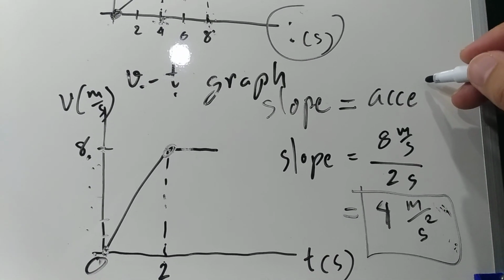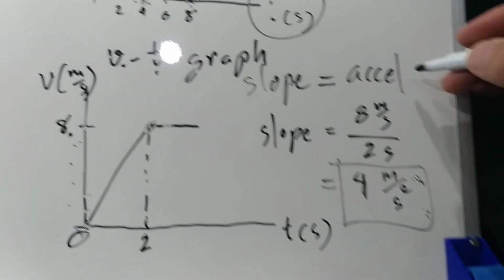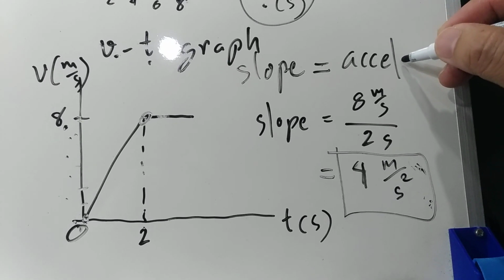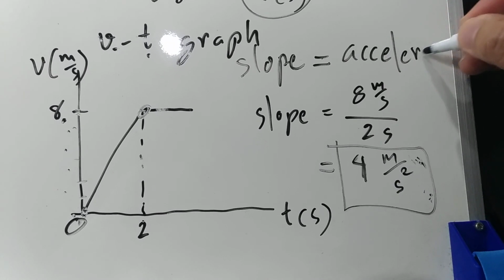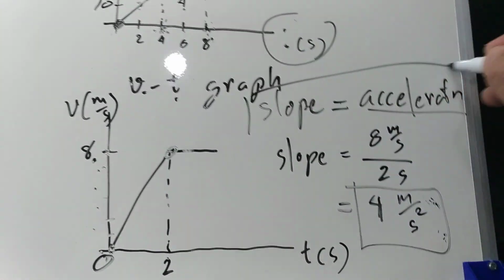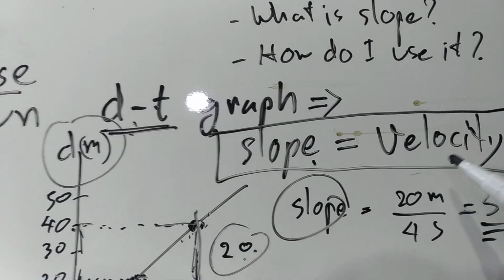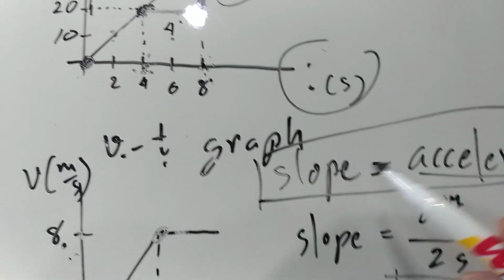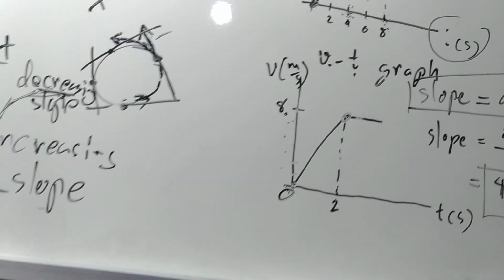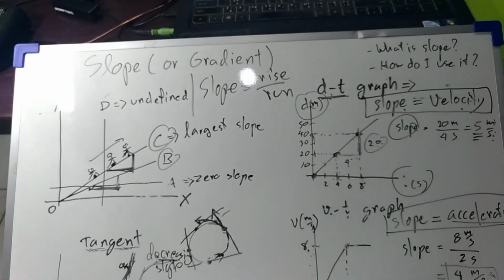If the slope is positive, it means you are accelerating. If it's negative, it means you're decelerating. Okay. All right. The 2 most important concepts. Slope of DT graph is velocity. Slope of VT graph is acceleration. And that is what you need to know about slope in physics. Have fun, guys.